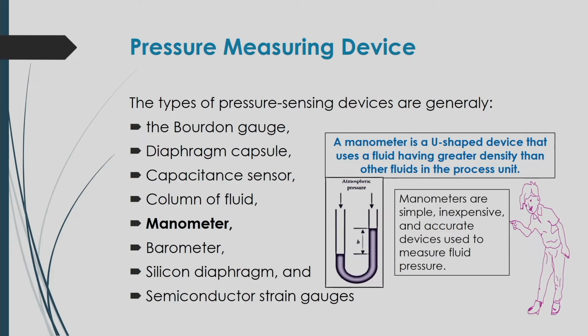In laboratory scale, in most cases the manometer, a U-shaped device, is used to measure the fluid pressure in the system. A manometer is a U-shaped device that uses a fluid having greater density than other fluids in the process unit. These manometers are inexpensive and simple, and they also give accurate measurements. They are basically used to measure fluid pressure in the system.